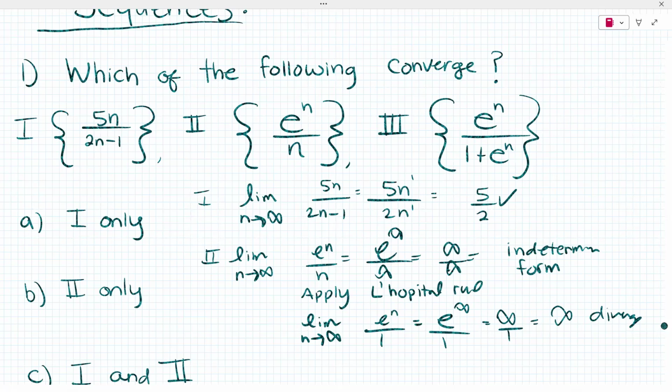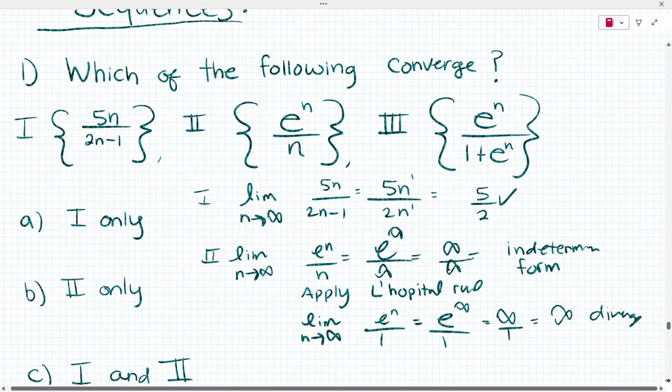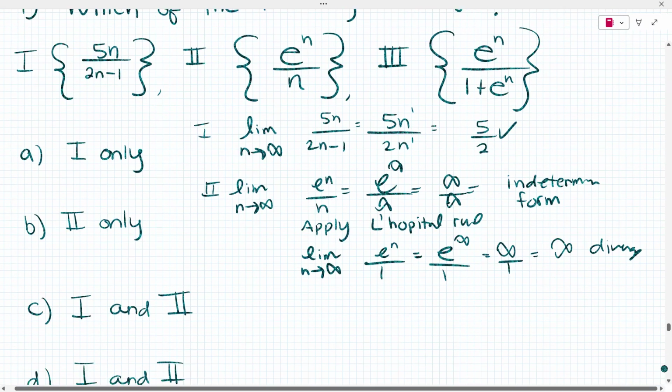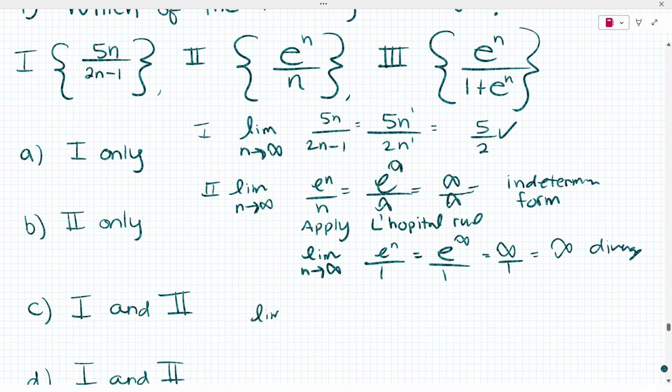The first converges. This diverges. What about the third, where we have e to the n over 1 plus e to the n? So let's do that. It's going to be the limit as n approaches infinity of e to the n over 1 plus e to the n, and if you plug in infinity for n, you're going to get infinity over infinity.